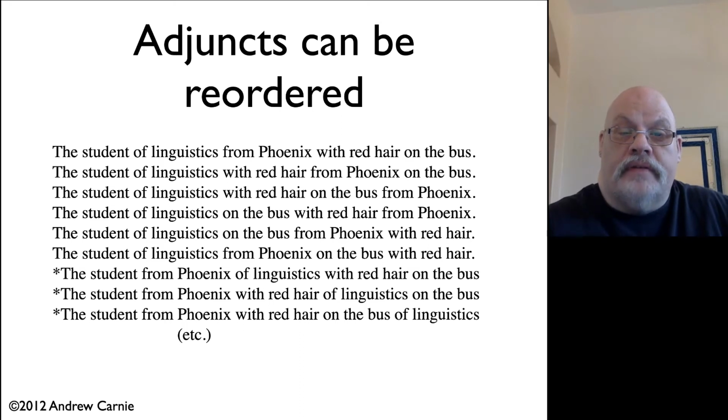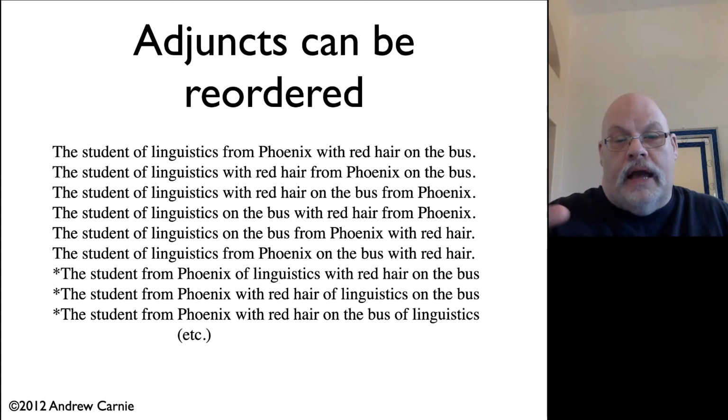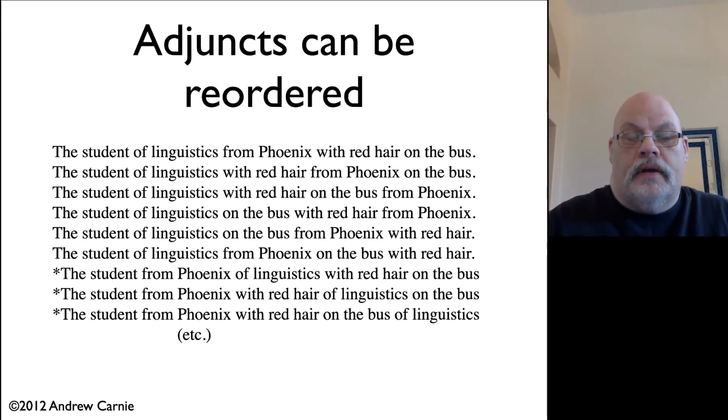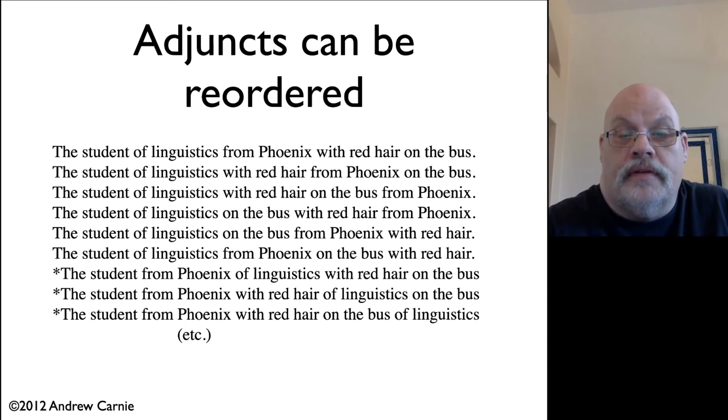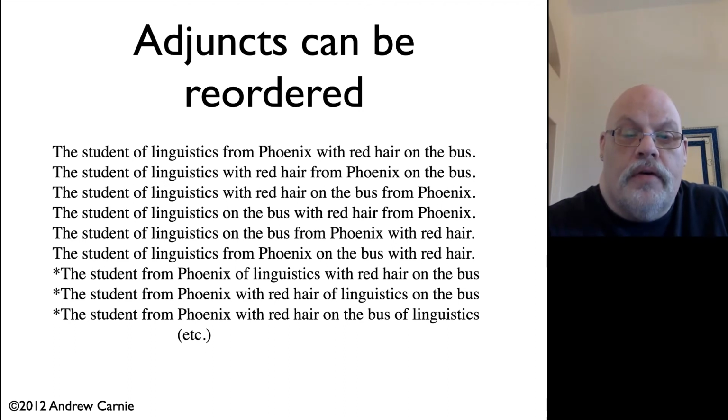Another property is that because the X bar rules are nonspecific with respect to category, you're going to find that complements, because they have to be adjacent to the head, are fixed in order, whereas adjuncts can be put in any order with respect to each other. So for example, you can say the student of linguistics from Phoenix with the red hair on the bus, the student of linguistics with red hair from Phoenix on the bus, the student with red hair on the bus from Phoenix, etc., etc. But you can never reorder the complement.